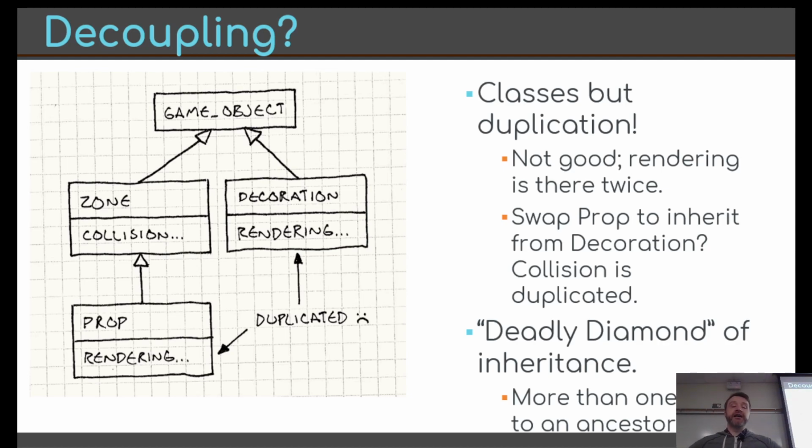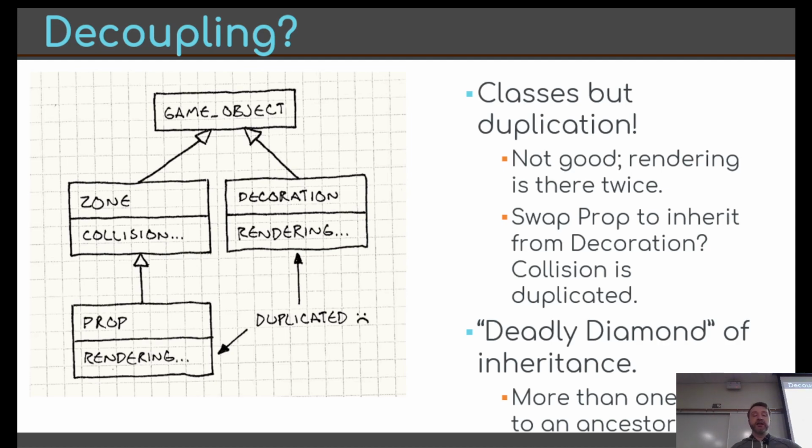So this isn't good. Rendering is there twice. So what if we swapped prop to inherit from decoration? Well, then they're both rendered there, but you still have to collide with the props, right? The problem is that prop needs both collision and rendering. So no matter which side of this inheritance tree you're on, you're duplicating code. So this is a classic deadly diamond of inheritance, right?